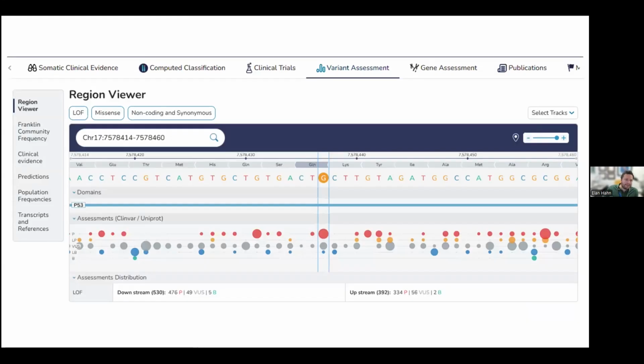Then you could go look at the region. So if you click on variant assessment, there's a region viewer. Looking for things like homopolymer, that's helpful because you could see the reference sequence up top. And further down, there are predictions, as you can see on the left-hand column. Fourth from the top, there's predictions, so you can actually look at in silico predictions for the specific variant.